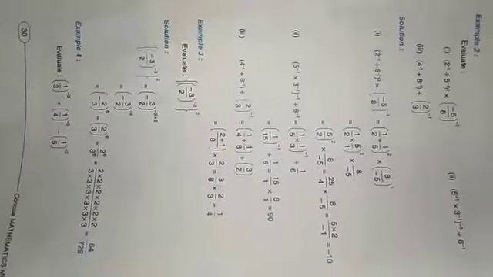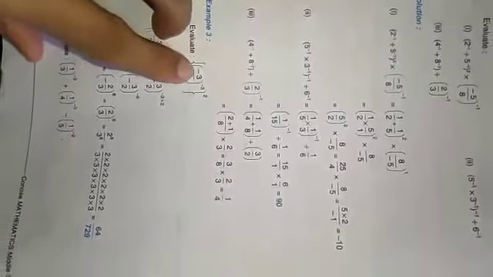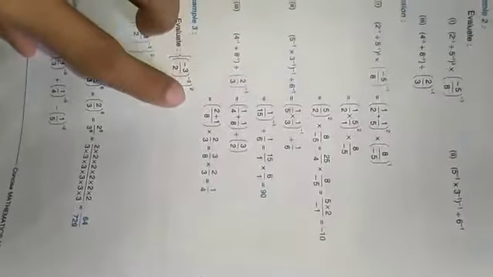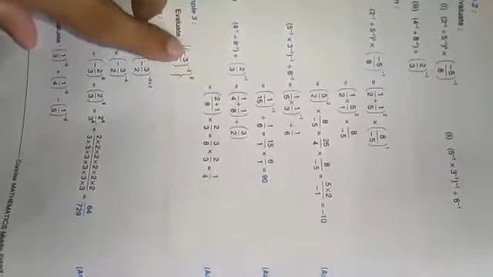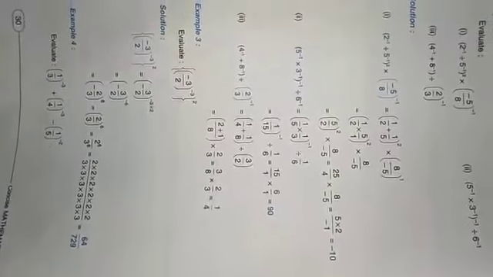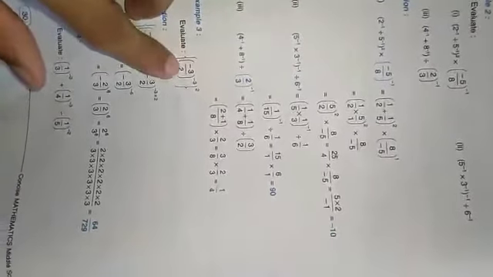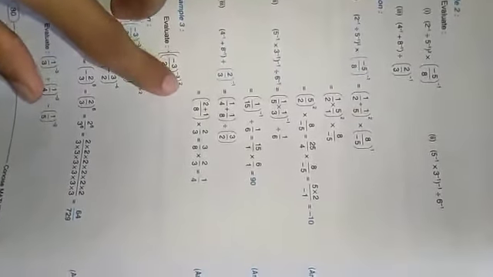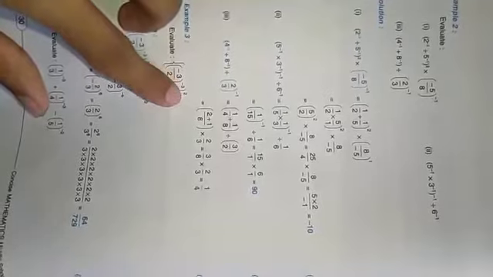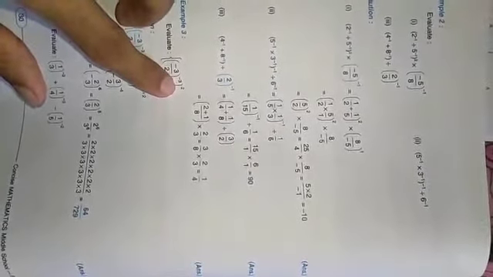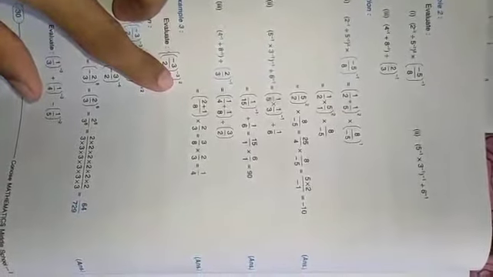So example 3, evaluate ((-3/2) whole to the power -3) whole to the power 2. Okay. So (-3/2) whole to the power -3, that means ((-3/2) to the power -3) whole to the power 2. So the powers will be multiplied to each other. We know that a to the power m whole to the power n equals a to the power m into n, isn't it?